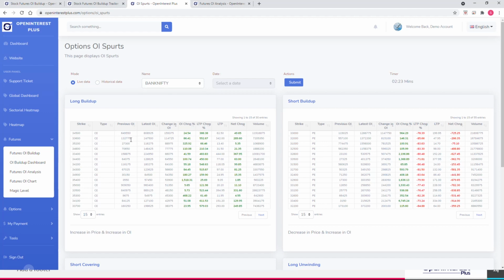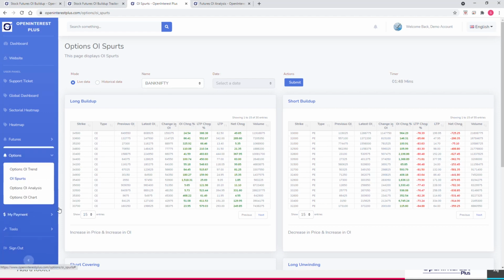We can see from this quadrant that it is all calls reflecting under the long buildup. Basically, since it is a bullish day, all are on the long side, buying calls, and puts are heavily being written, they're shorting puts. Basically, when do we short puts? When we are bullish we try to short puts, and that acts as the support. So this is long buildup, short buildup. This is the OI spurt page.